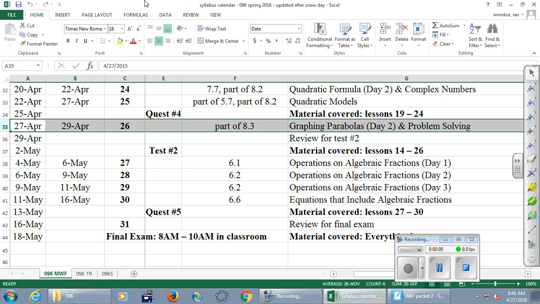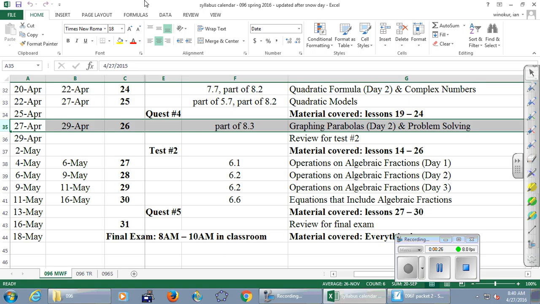Happy Wednesday. Today, April 27, we're going to talk about graphing parabolas, which we've done already, but we have a new tool that we're going to add to our toolbox, which will give us the ability to graph some parabolas that we weren't able to graph before, and then more problem solving, more word problems.